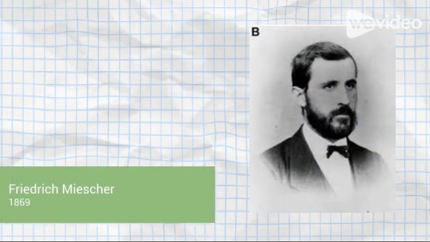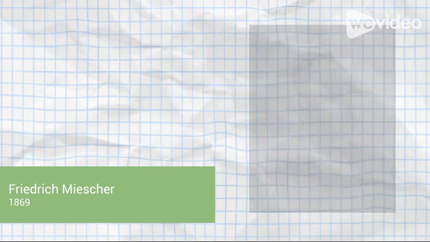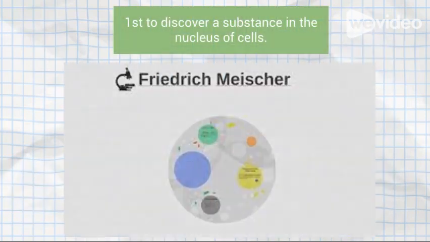Let's start with the history of DNA discovery. It took many scientists over time to figure out. 1. Friedrich Miescher, 1869. He was the first to discover a substance in the nucleus of cells that we now know as DNA. He called it nuclein.